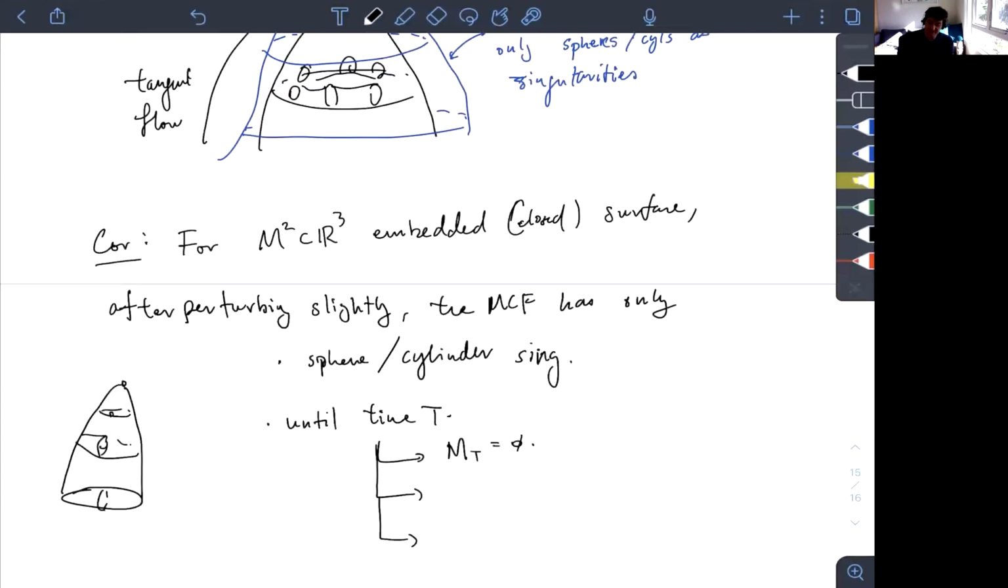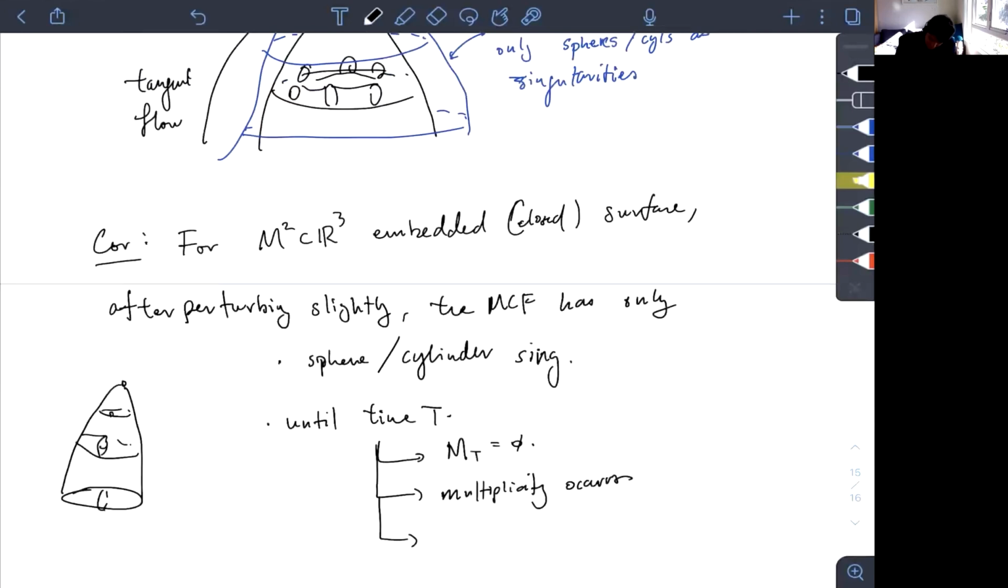Okay, so one possibility is the flow only has spherical and cylindrical singularities after doing this initial perturbation, and it flows nicely until it goes away. Multiplicity. Okay, so multiplicity could occur, and this is a major open problem in mean curvature flow in general. You might dream that it doesn't occur in R3, or maybe it doesn't occur generically, but both of those questions are completely open.